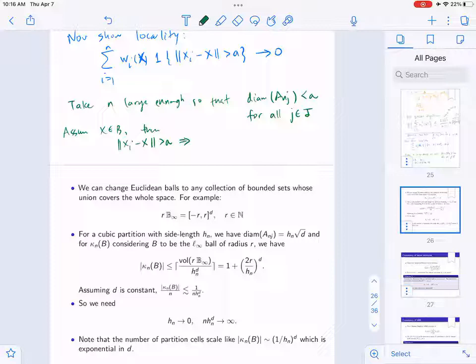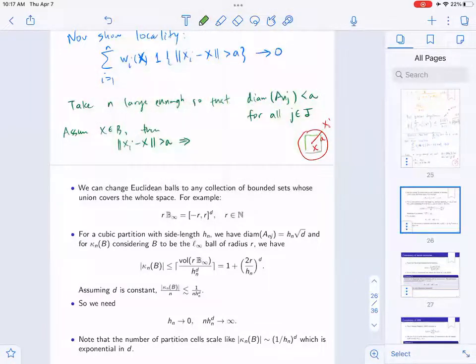So this is saying that xi, if I put a ball of radius A around X, this condition says that xi is outside this ball, right? And I know the diameter of these sets is less than A. And I know that the cell that contains X is one of these, right? So there is a cell that contains X. It has to be in this ball.